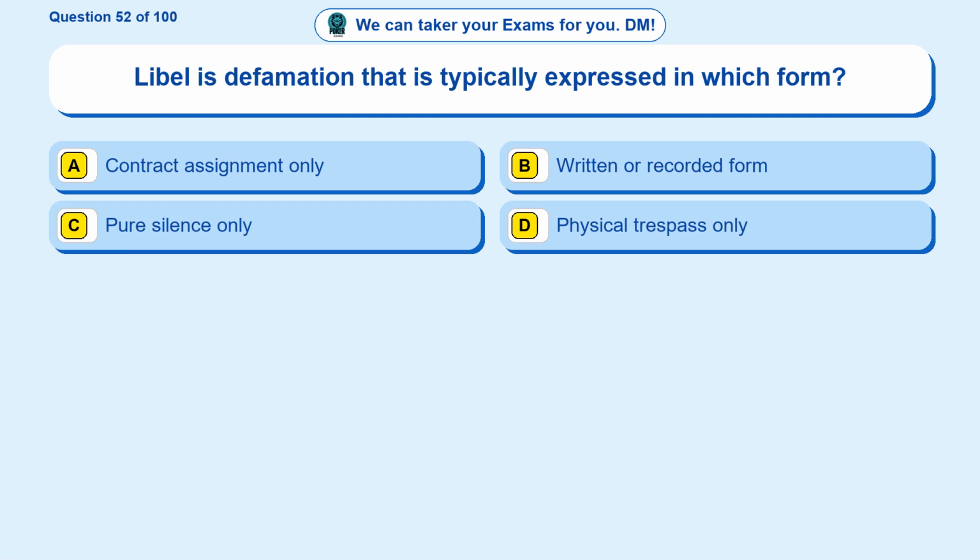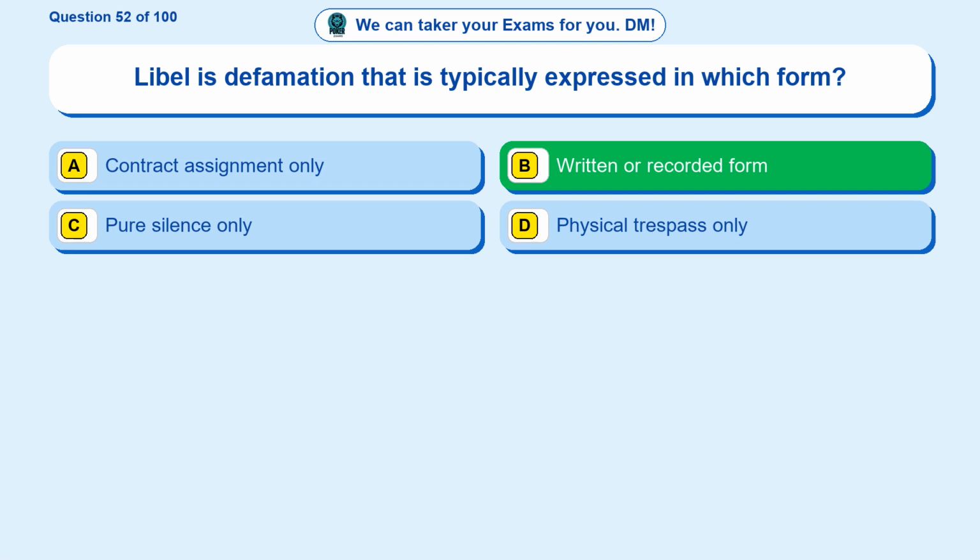Question 52. Libel is defamation that is typically expressed in which form? Option A, contract assignment only. Option B, written or recorded form. Option C, pure silence only. Option D, physical trespass only.